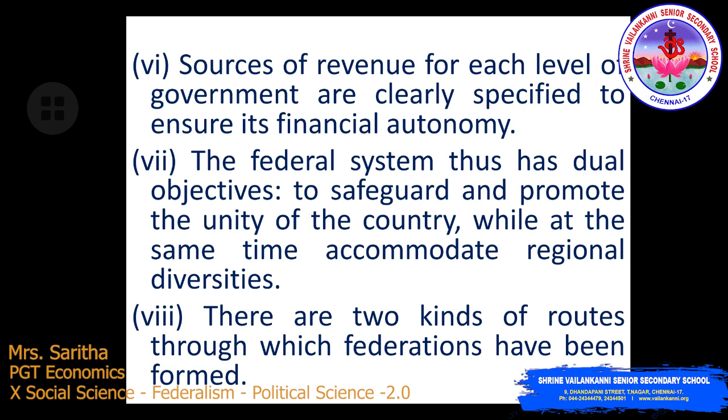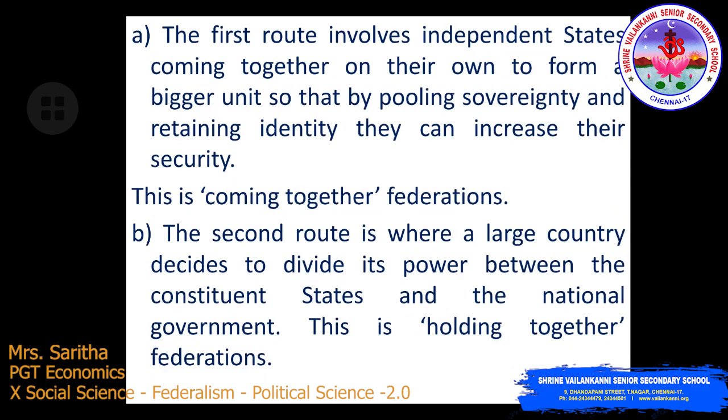The federal system thus has a dual objective. What are those dual objectives? To safeguard and promote the unity of the country, while at the same time accommodating regional diversities. There are two kinds of routes through which federations have been formed. First, the route involved independent states coming together on their own to form a bigger unit.